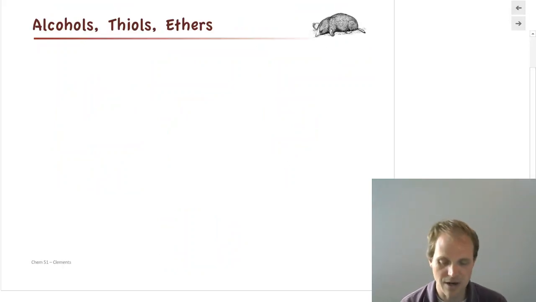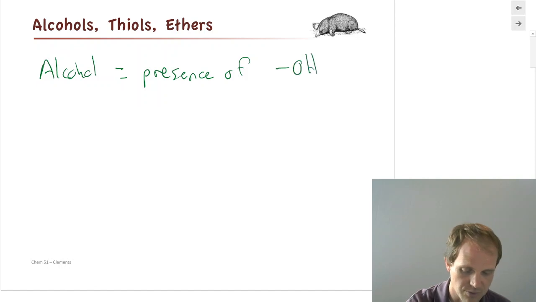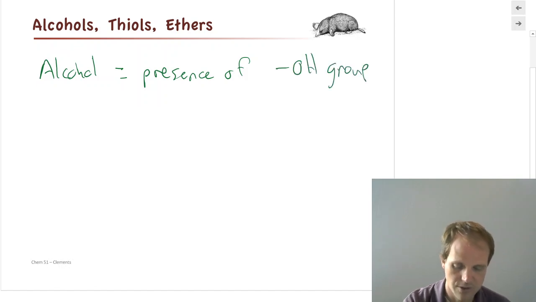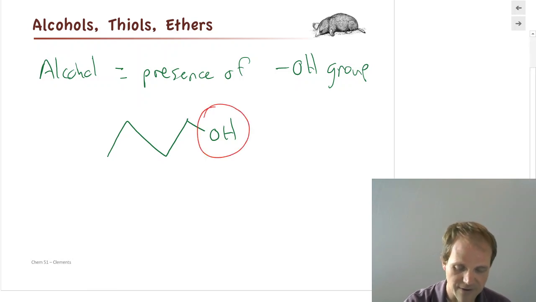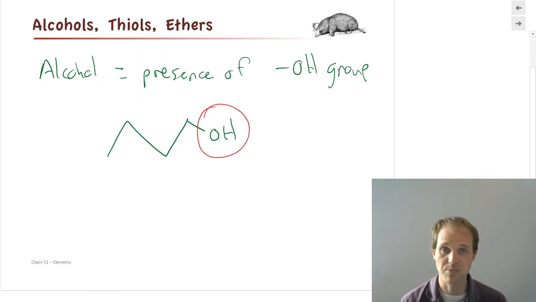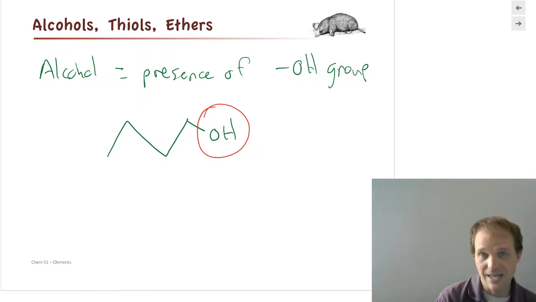All right, our next one, alcohol, is thiols and ethers. And alcohol is presence of an OH group. So if I take any alkane and I attach on an OH group, it becomes an alcohol. And if we're trying to identify the functional group, we can just circle the OH part. You don't need to circle the whole molecule. And it's the presence of that OH group that makes that thing an alcohol.